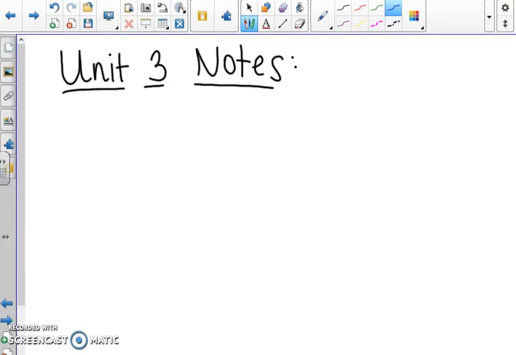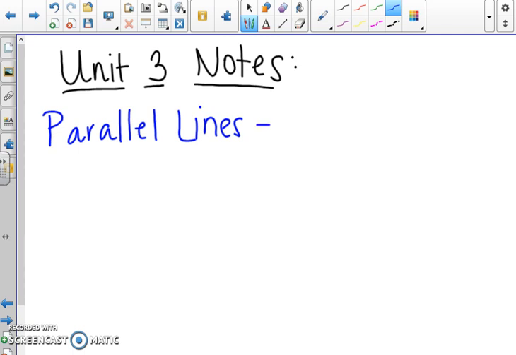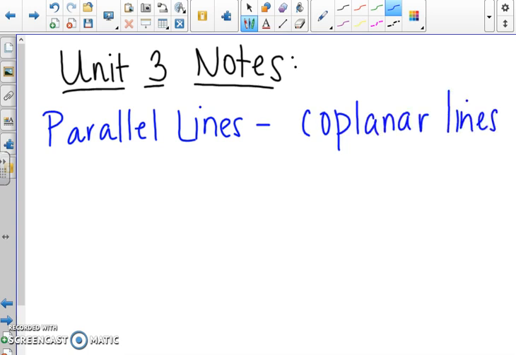All right, so tonight we're taking some notes for Unit 3, and we're going to start off with something familiar, parallel lines. We're familiar with parallel lines, but we're going to get another definition to distinguish them from another type of line that we see. So parallel lines are coplanar lines that do not intersect.